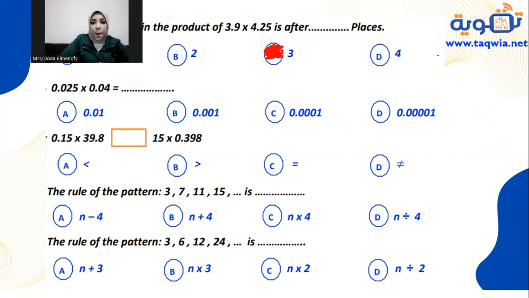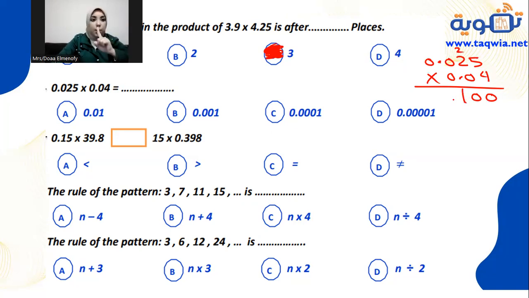Okay, so let's remember now how we can multiply decimal numbers. Here we have 0.025 multiplied by 0.04. We're going to multiply the whole numbers and ignore the decimal point, and after we finish, we're going to put the decimal point. So 5 times 4 equals 20, write 0 and carry 2, and 2 times 4 equals 8 plus 2 equals 10. So it's going to be 100.